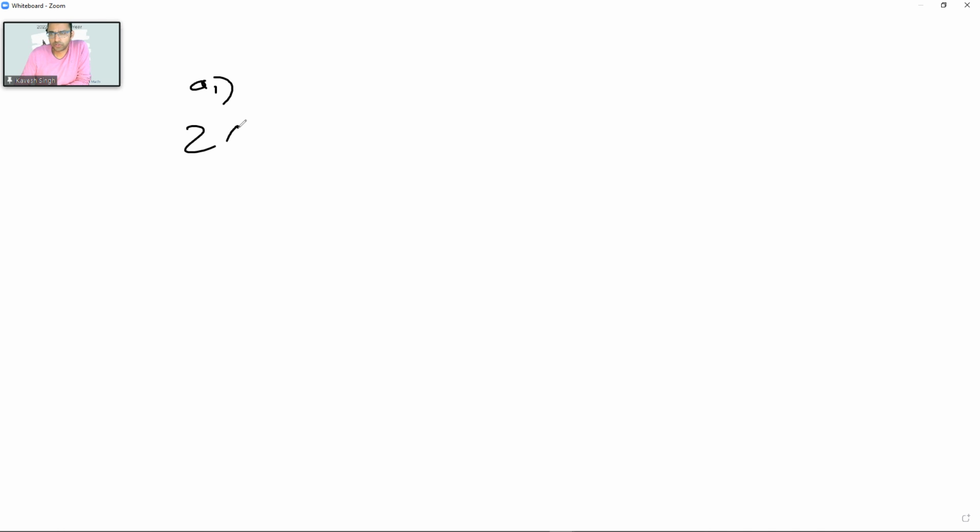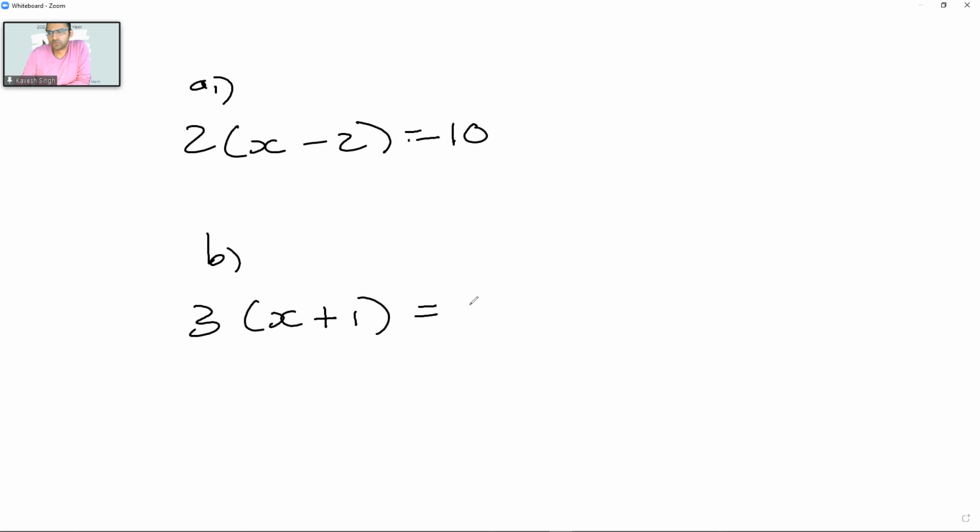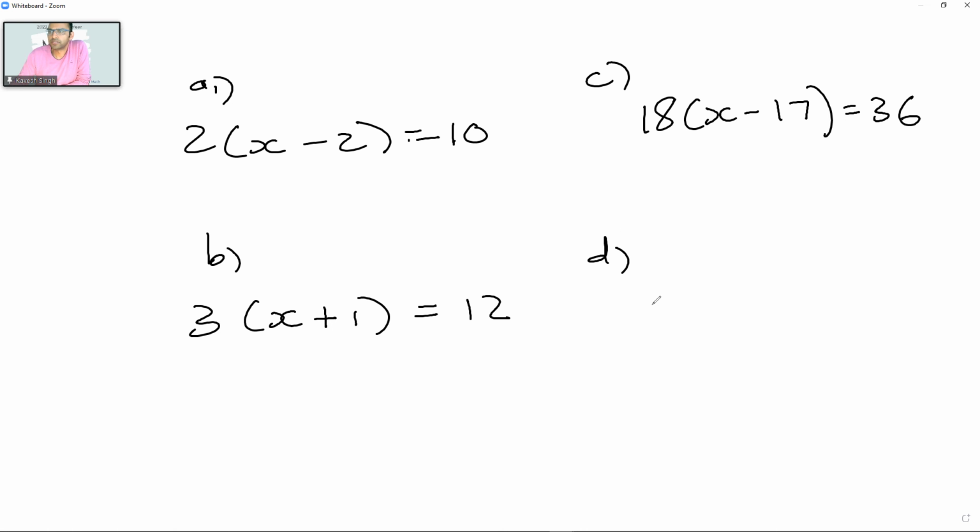So let's say I got 2x minus 2 equals 10. And let's say I got 3x plus 1 equals 12. Let's say I got 18x minus 17 equals 36. And let's say I got 26 equals 3x plus 1.